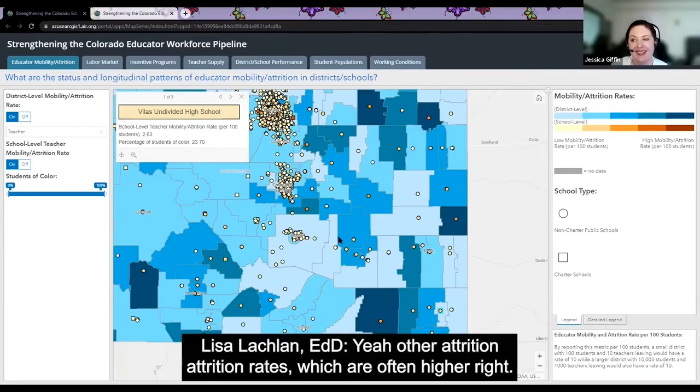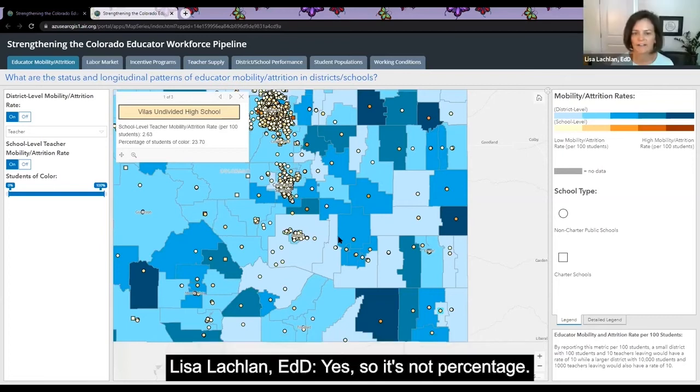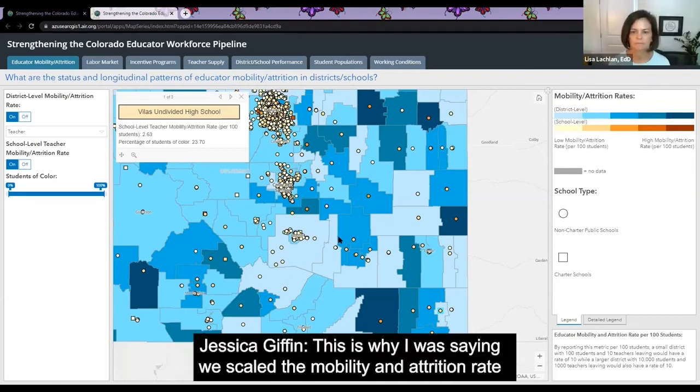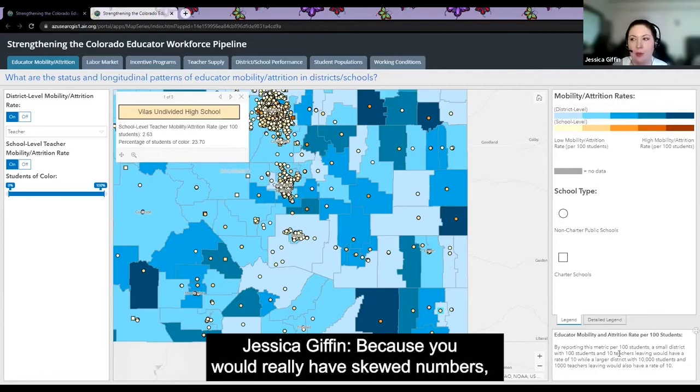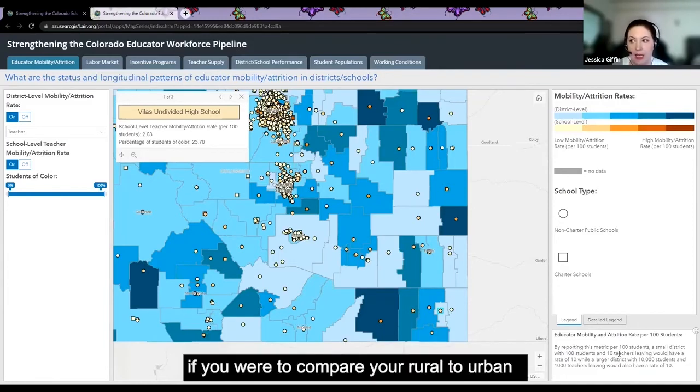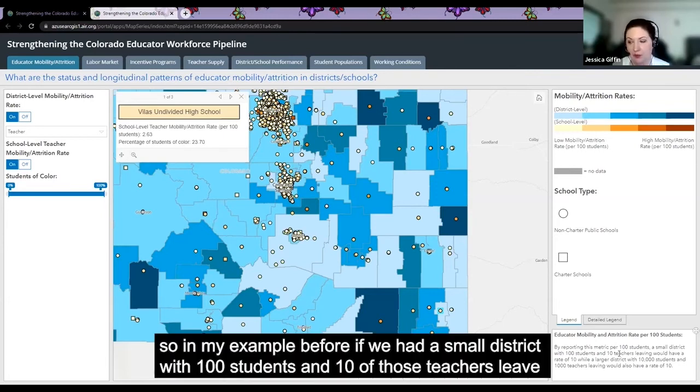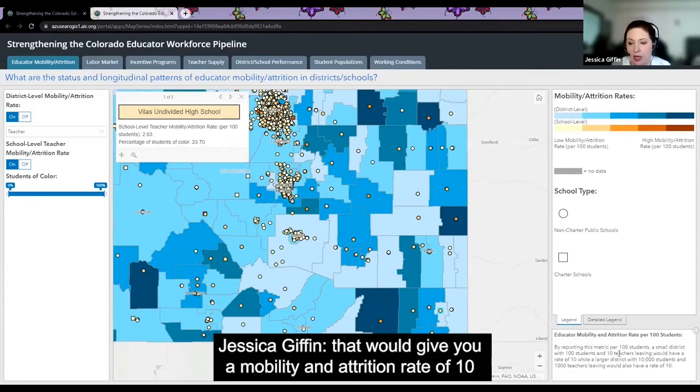To other attrition rates, which are often higher, right? Yes. So it's not percentage. This is where I was saying we've scaled the mobility and attrition rate per 100 students. So it's really a ratio, because you would really have skewed numbers if you were to compare your rural to urban. So in my example before, if we had a small district with 100 students and 10 of those teachers leave, that would give you a mobility and attrition rate of 10.